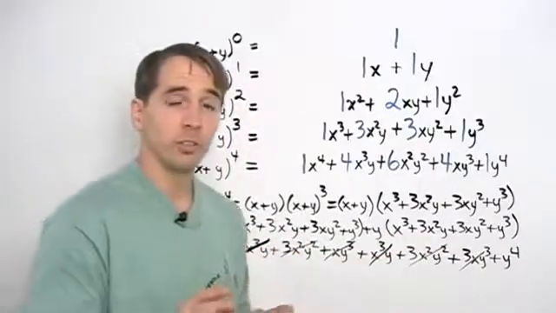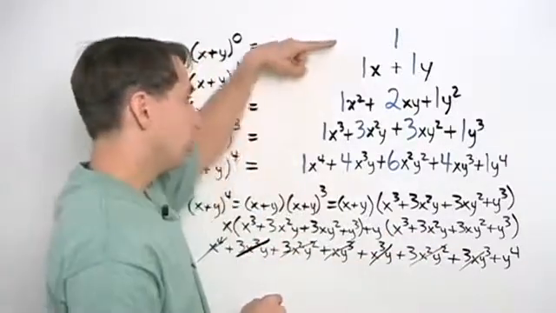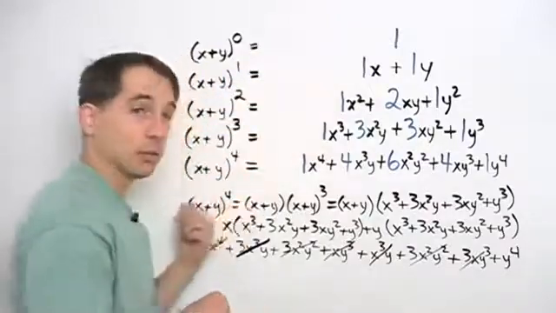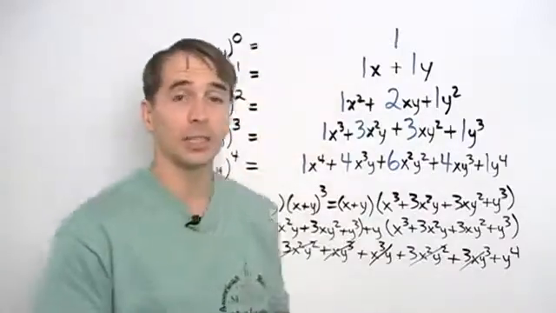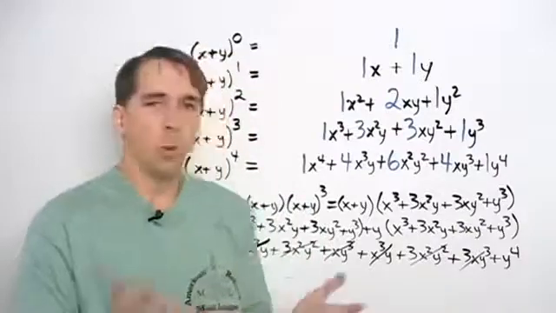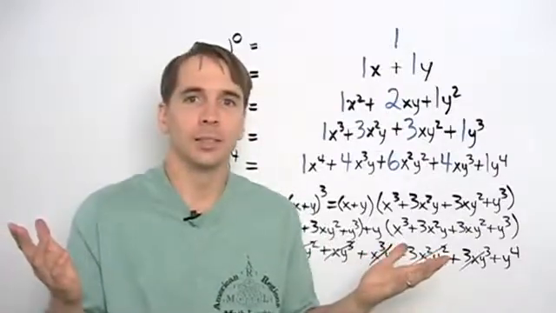And once you're convinced, if you're convinced, that you'll always be getting rows of Pascal's triangle doing this, you know what the next step is. Figure out what's going on here. Why does this happen?